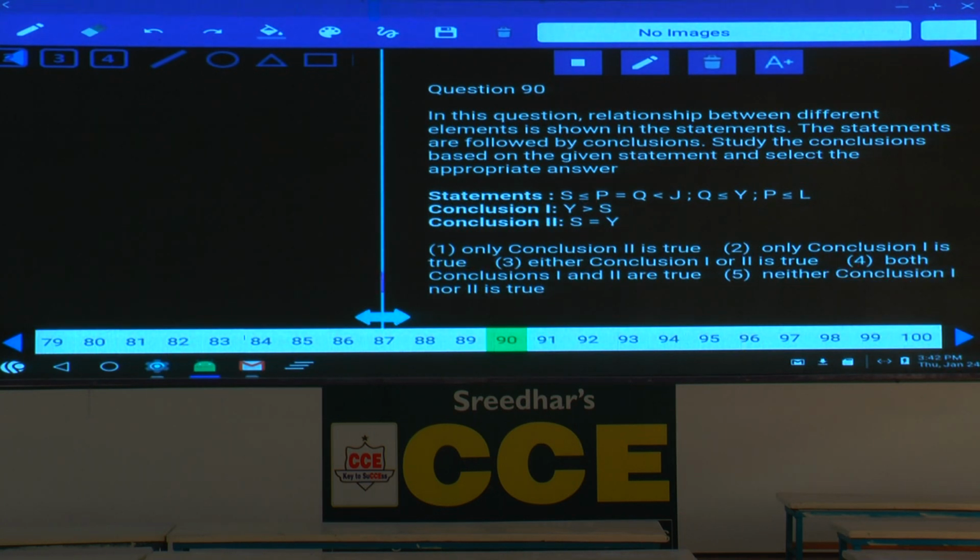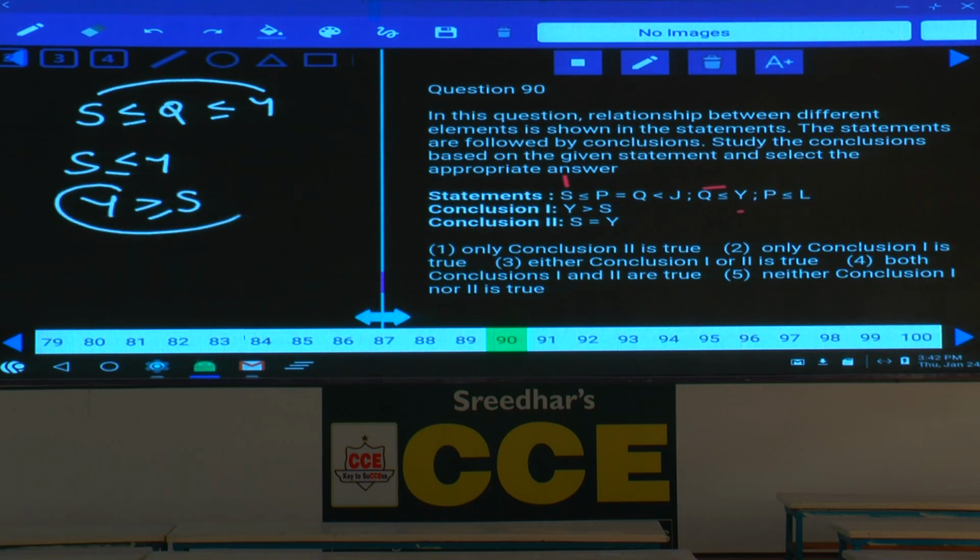Then question number 90, the relation between Y and S. S is here, Y is here. Tell me which element is common here between S and Y. S lesser than or equals to P, and P equals to Q means S lesser than or equals to Q, and Q lesser than or equals to Y. Hence finally what is the final conclusion? S is either lesser than or equals to Y, which implies that Y is either greater than or equals to S. Either conclusion 1 or conclusion 2. Hence either 1 or 2, choice 3.